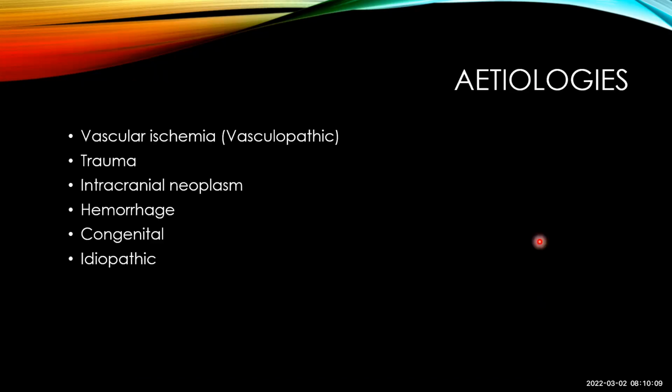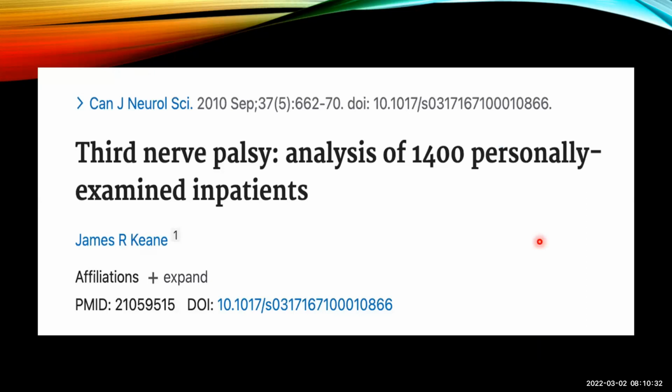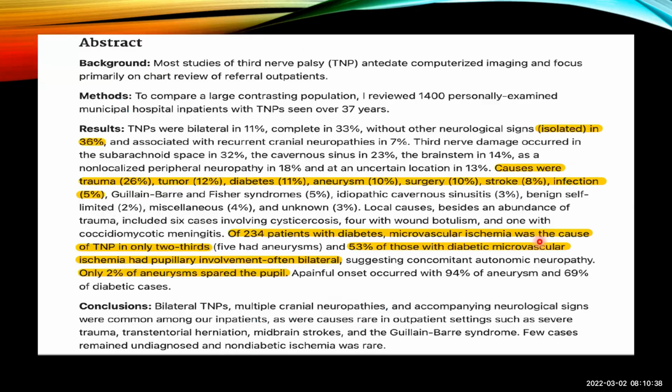So what are the commonest etiologies that can cause acquired third nerve palsy? Vascular ischemia being the commonest cause can be due to uncontrolled diabetes and hypertension, followed by trauma. We could have intracranial neoplasm, mass, hemorrhage, congenital cause, or even idiopathic. From this journal itself, Keane has analyzed 1,400 patients with third nerve palsy and reported that third nerve palsy was seen bilateral in 11% of the cases, complete in 33%, isolated in 36%, and associated with recurrent cranial neuropathies in 7%.